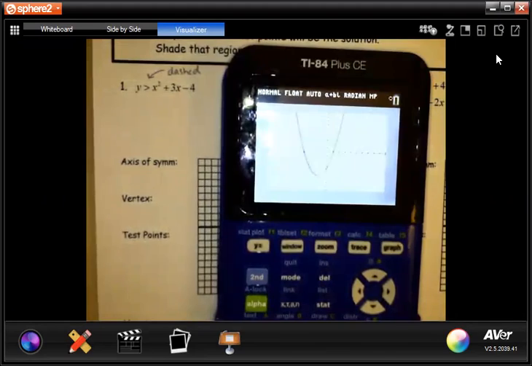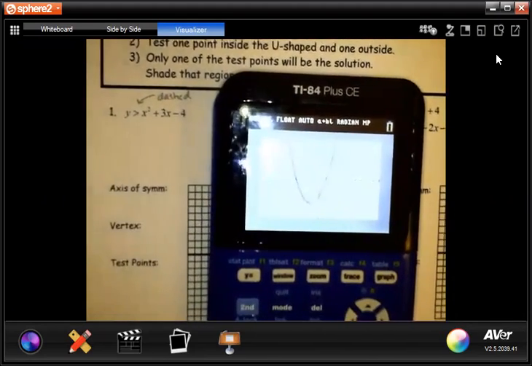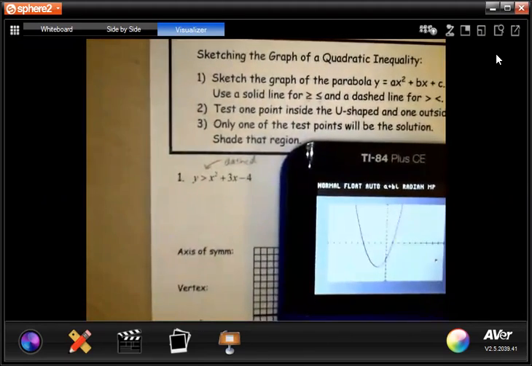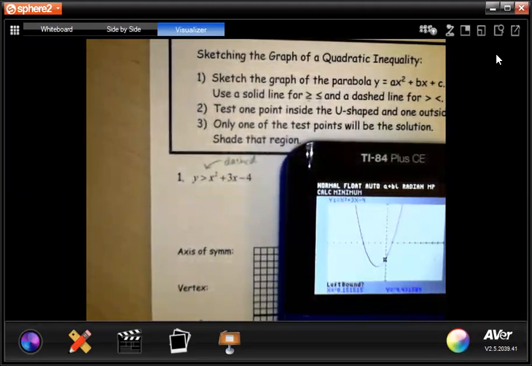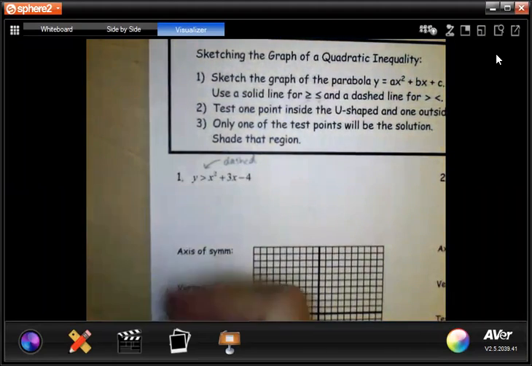Here is my parabola. I need at least 3 points to graph my parabola. It's asking for the vertex and axis of symmetry, so I'll go ahead and review with you guys how to find that using your calculator. You hit second trace, and you want to go to minimum, since that is a quadratic that opens upward. It's concave up. For the left bound, I'm going to go somewhere on the left and hit enter. For the right bound, I go somewhere on the right of my graph and hit enter, and then enter for the guess, and it tells us it is at negative 1.5 and negative 6.25.